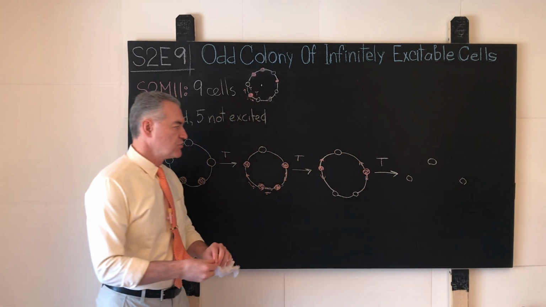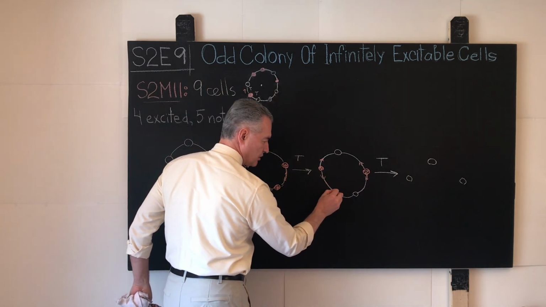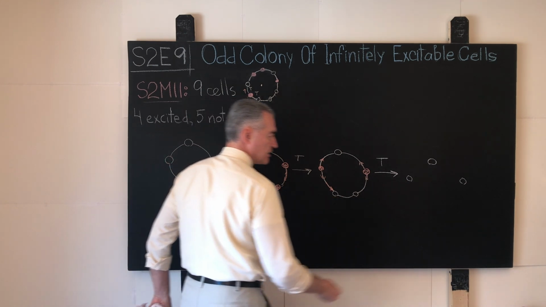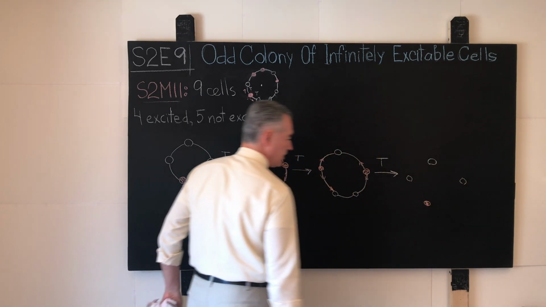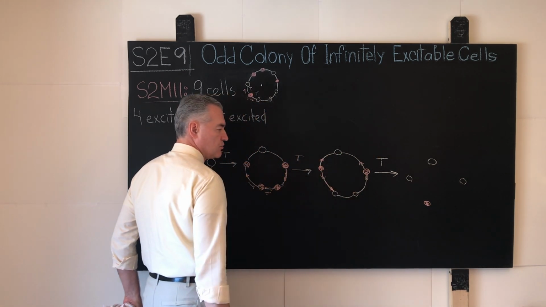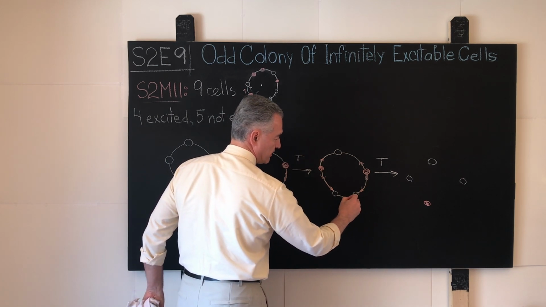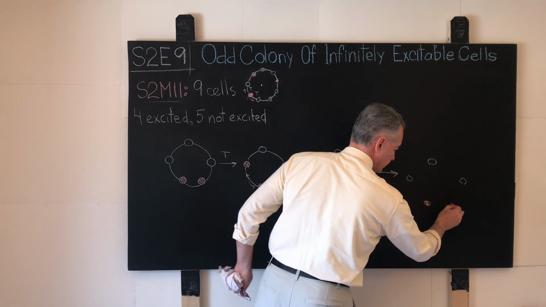And what about the bottom two cells? Well, this cell will receive the signal only from its left, but nothing from its right, and it will become consequently precisely excited. And this cell right here will receive an excitement signal from its right and nothing from its left, and it will become excited again like so.